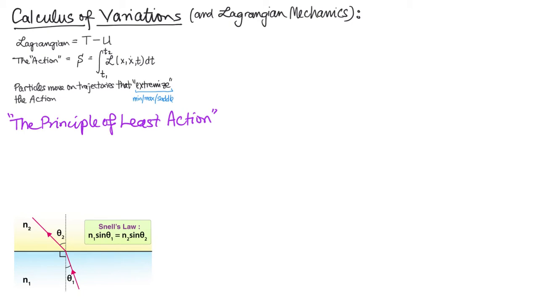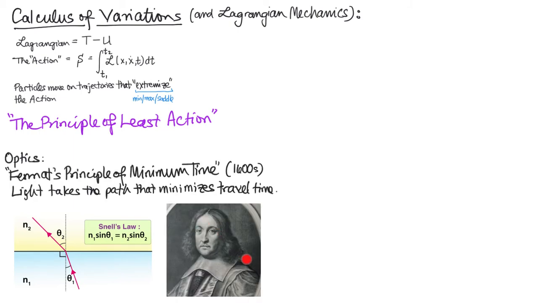Well, Snell's law is really just a consequence of a more general principle, which is Fermat's principle of minimum time. And Fermat, who's shown here, and who lived in the 1600s, his principle of minimum time is that light takes the path that minimizes the travel time. So how does that apply in Snell's law?